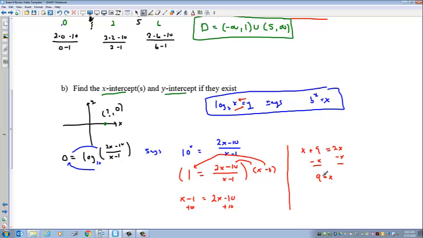All right, so that's my x-intercept. We should probably write it as a point. So that would be the point 9, comma 0. And that's my x-intercept.